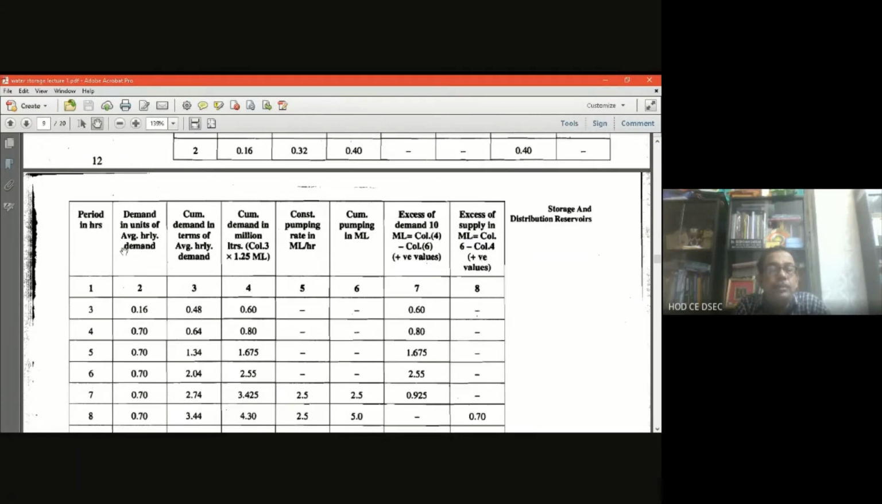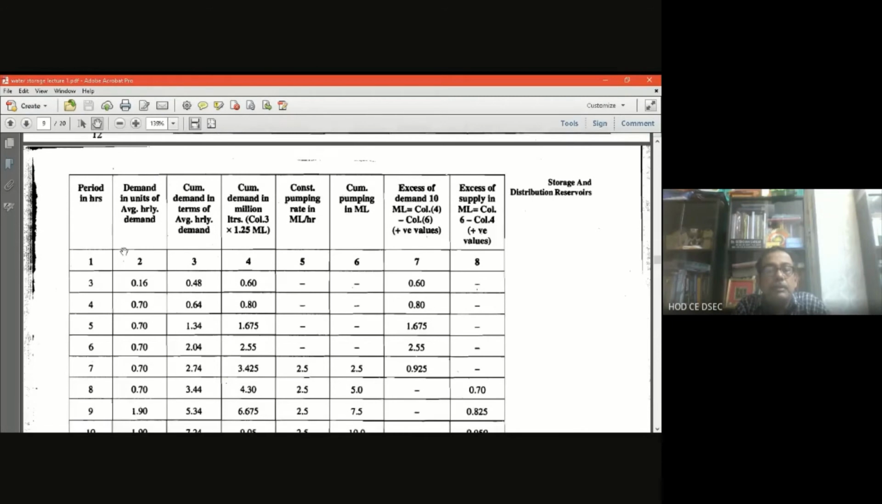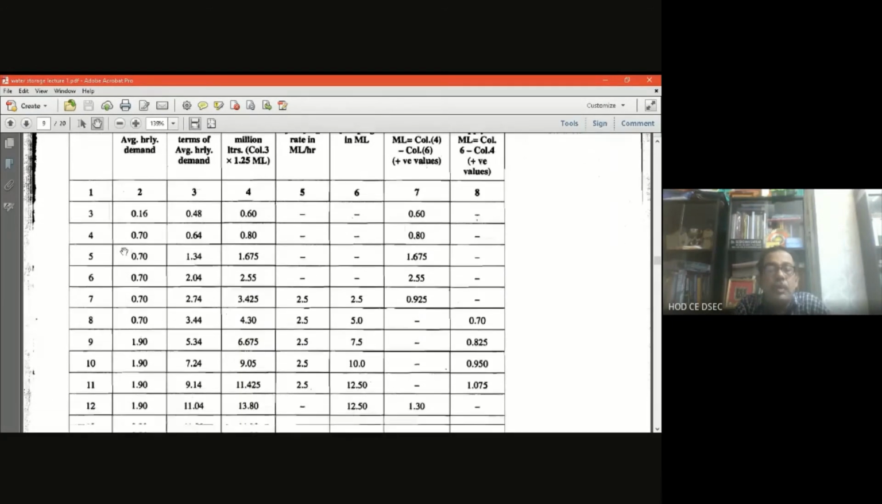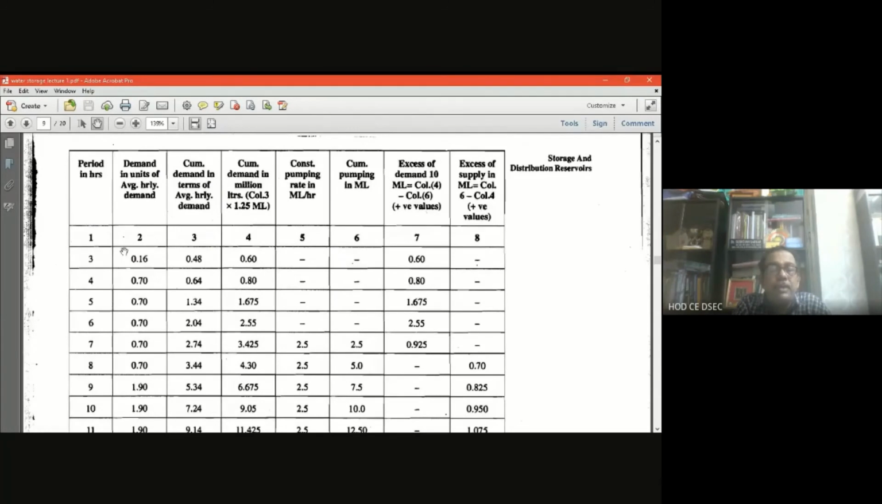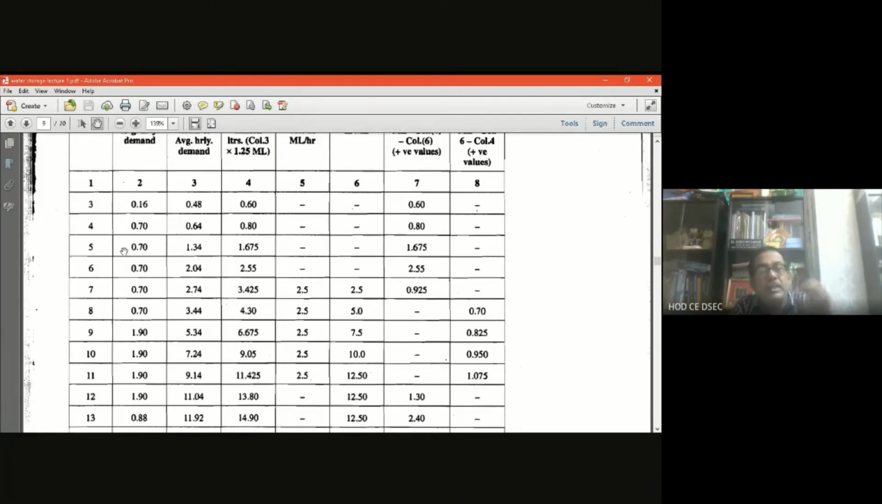Okay, so 2.5, you see where the supply rate is put in column number 5. The pumping will be operated only there, because supply will come when the pump is operated. When the pump is not operated, supply will not come. So the supply figure we have put in the pumping operation period, that is 7 to 12.